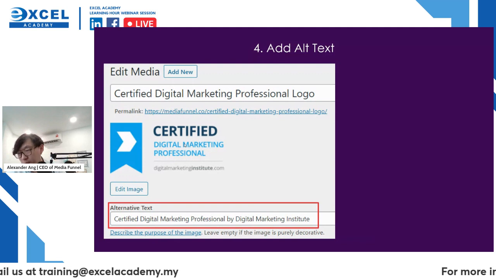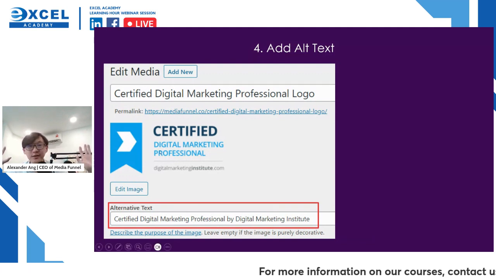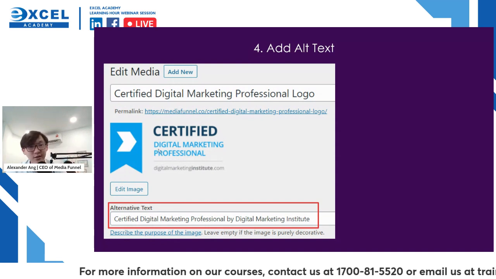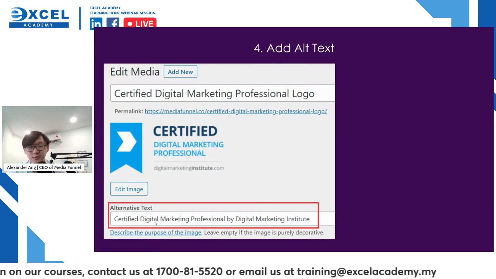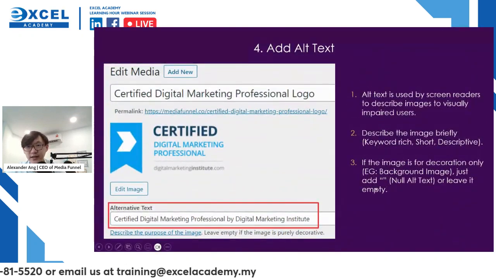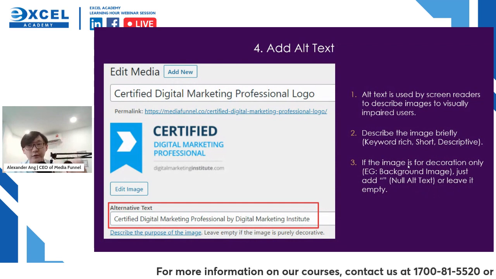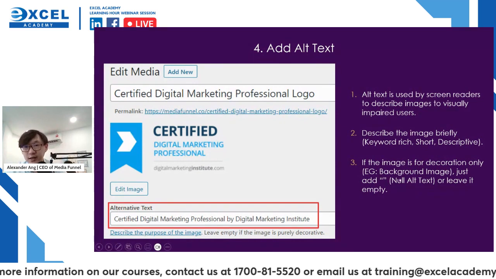If it's for decoration purposes only, for example for background use or just for aesthetic, then you can just not do anything. All right, you don't need to type background, no need to do anything. Or you can put null alternate text, or leave it blank. If the image is for decoration, for example a background image, just put null. That means just put quotation marks and then leave it empty.